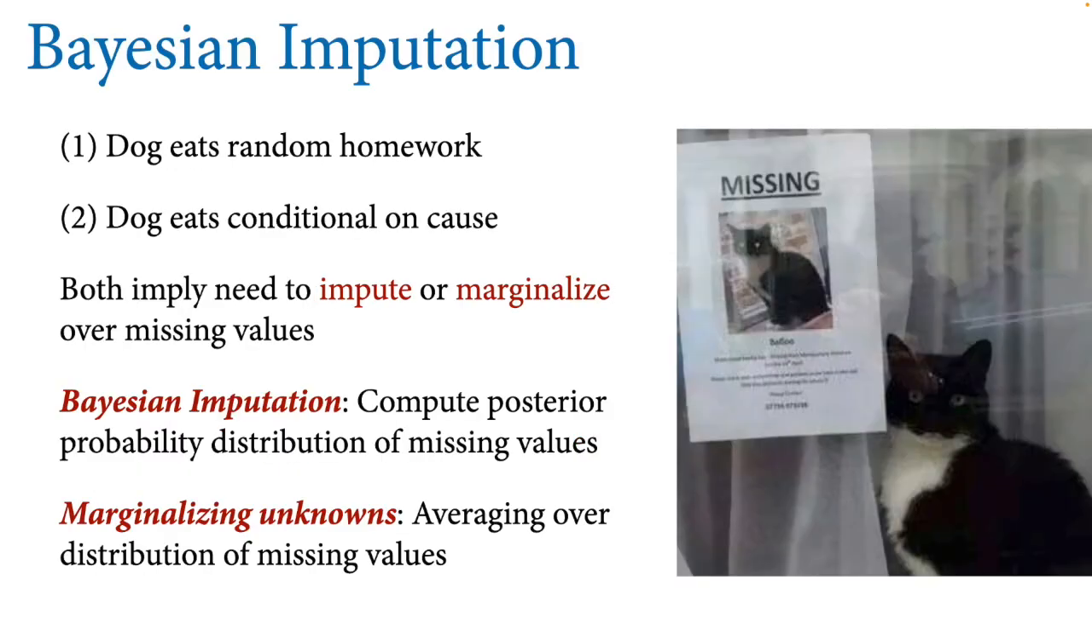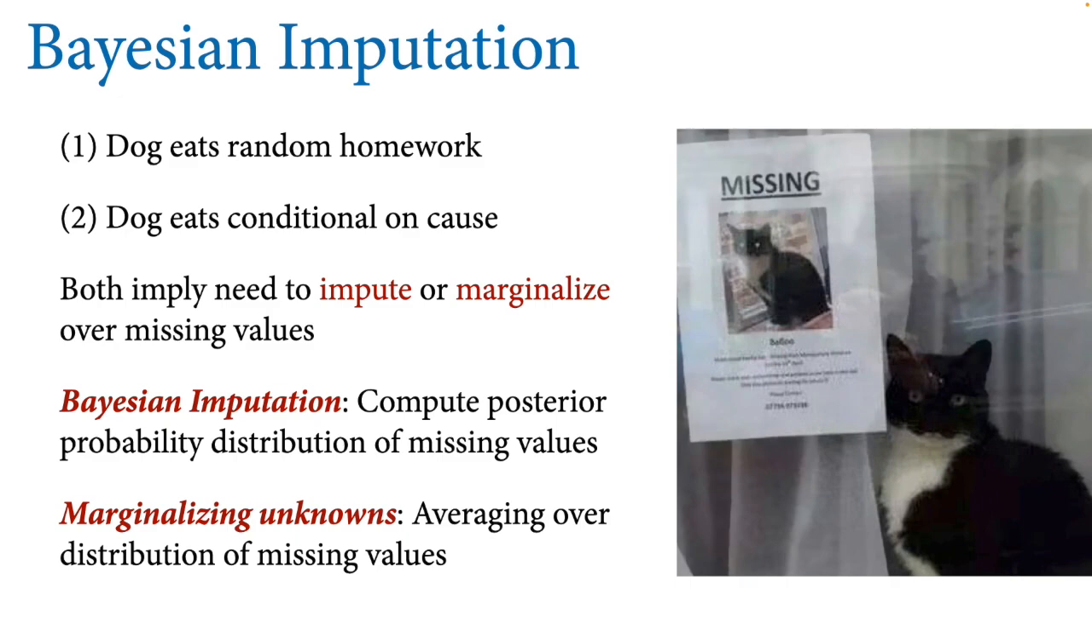So what do we do in those cases? Well, in all those cases, in the standard middle case, dog eats random homework, dog eats conditional on cause, and exotic cases like survival analysis, what we want to do is something called imputation, or a more mathematical trick which achieves the same goal but avoids having to develop probability distributions for the variables themselves, something called marginalization. What does this mean?